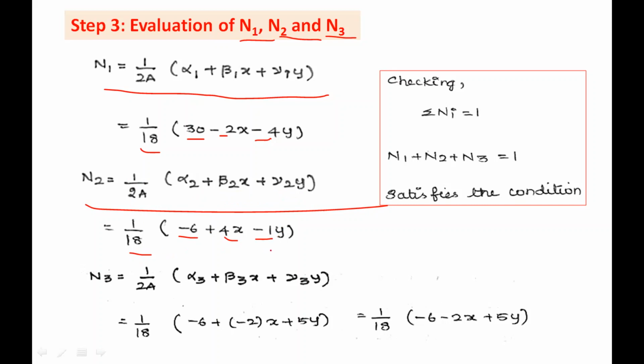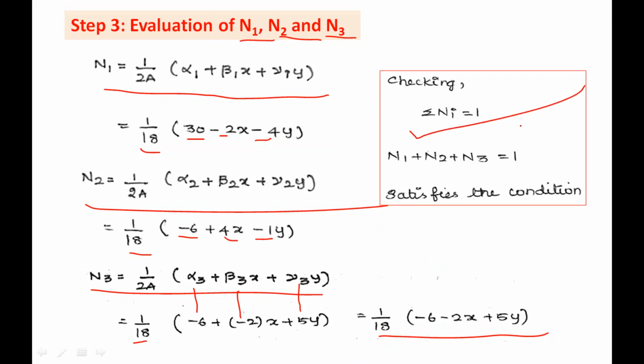We are getting n2 like this. Then n3. n3 is 1 by 2a, alpha 3 plus beta 3 x plus gamma 3 y. Now 2a is 18, alpha 3 is minus 6, beta 3 is minus 2, gamma 3 is 5. So we are getting this n3 like this: 1 by 18, minus 6 minus 2x plus 5y. Before proceeding with the problem, we have to use the property of the shape function.